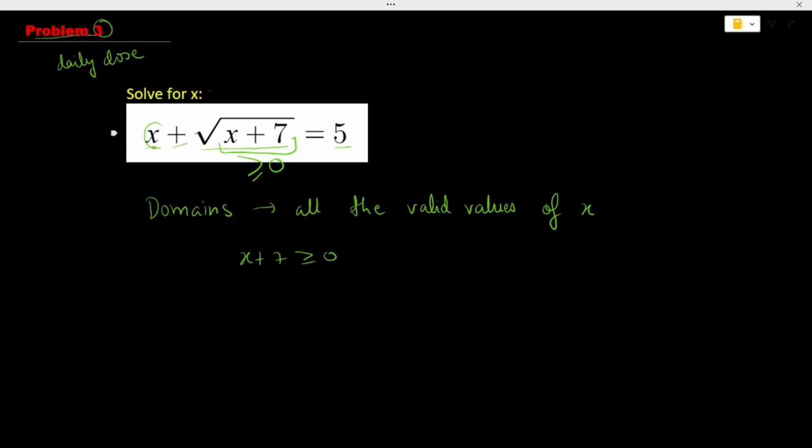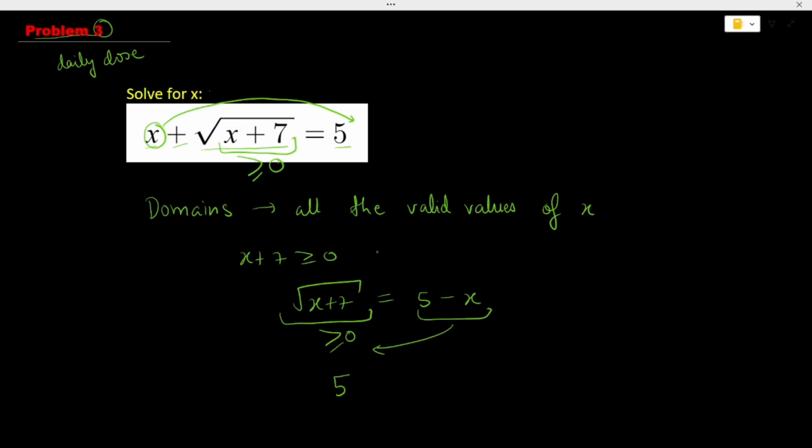And when we put this x in the right hand side, we get the equation as square root of x plus 7 is equal to 5 minus x, which means that as this term is greater than or equal to 0, this should be also the same. This means we get another condition: 5 minus x is greater than or equal to 0. Okay, so this is our first condition and this is our second condition.